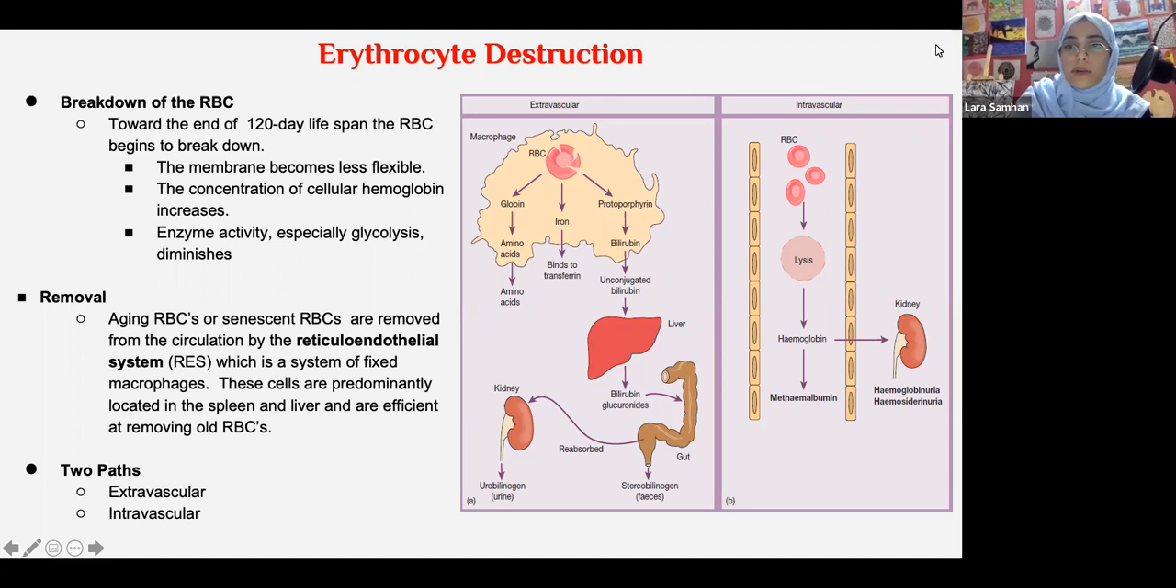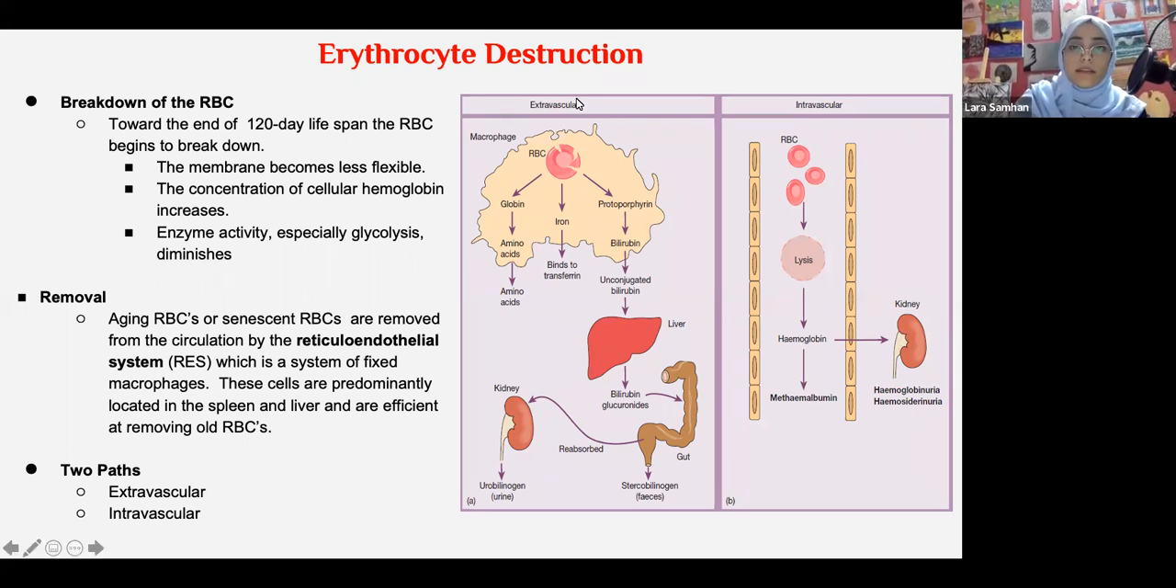Now let's talk more about the intravascular and the extravascular. We can have the RBC recycled intravascularly. Basically, this is a normal RBC. After approximately 120 days it becomes a senescent or aged RBC, so it's time to say bye bye. Now it's going to get lysed. This is inside the vessel. It's going to get lysed inside the vessel, and then it's going to form methemoglobin, and after that it's going to go to the kidney. The kidney is going to secrete it outside the body. This is in regards to the intravascular pathway.